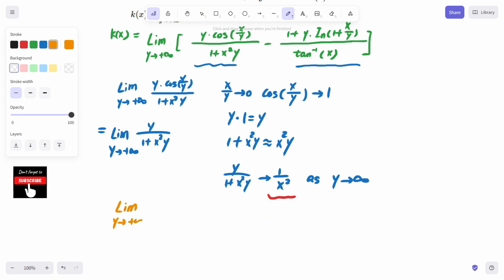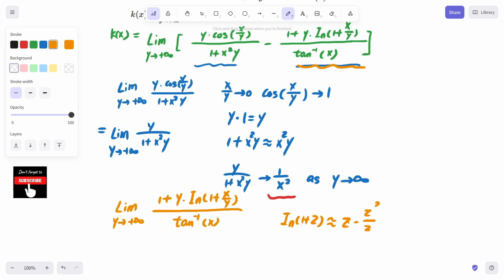Next step is to analyze the second term. Now, look at the second term. It is 1 plus y times the natural logarithm of 1 plus x over y, all divided by inverse tangent of x. Let's focus on the natural logarithm part. When x over y is very small, the natural logarithm of 1 plus x over y is approximately x over y minus 1/2 times x squared over y squared, and so on.